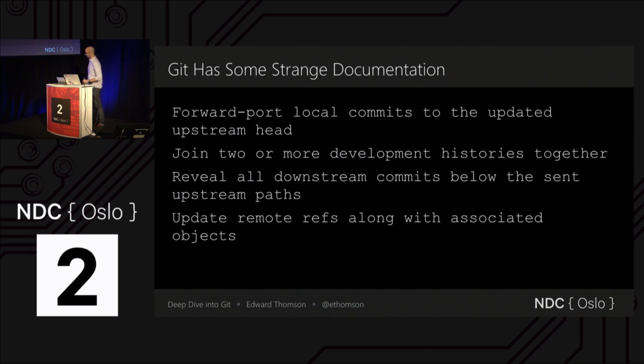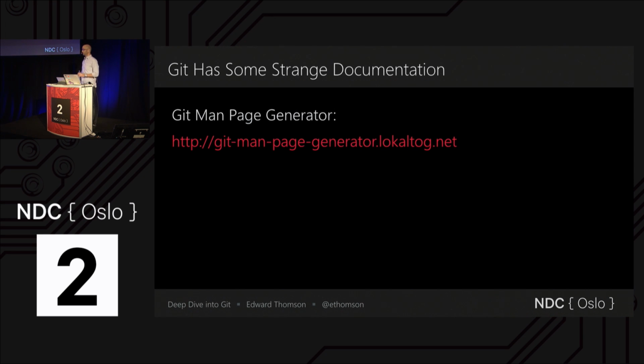I created this slide a while ago, so I'm actually not sure which one's which. I think it's the third one, reveal all downstream commits below the sent upstream paths. I think that's the fake one, but how on earth is that any different than the first? I don't remember. So, you know, go check that out, have some fun. It won't confuse you any more than the actual documentation.